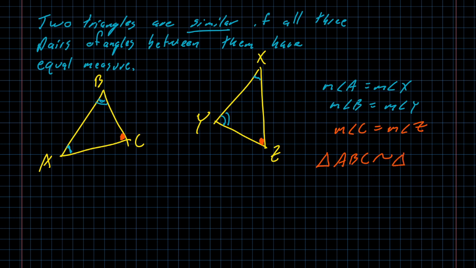And then the place where we have to be careful is when we name the second triangle, we have to make sure that the angles are named in the same order. I named angle A first. Angle A matches with angle X. I named angle B second. B matches with Y. And then the last angle C matches with Z. I have to make sure that those are in the same order, otherwise my claim is not true.